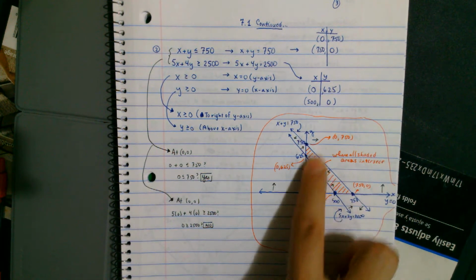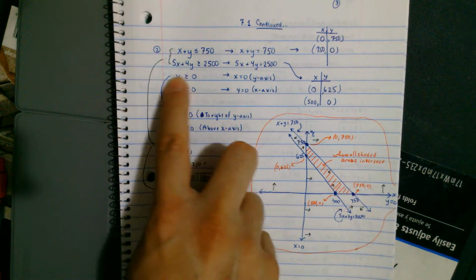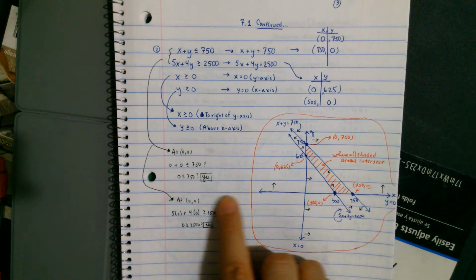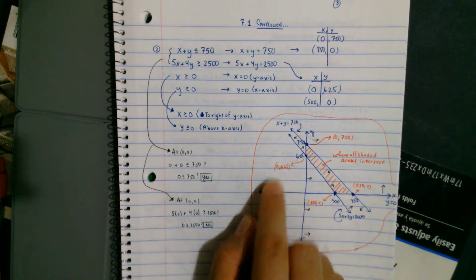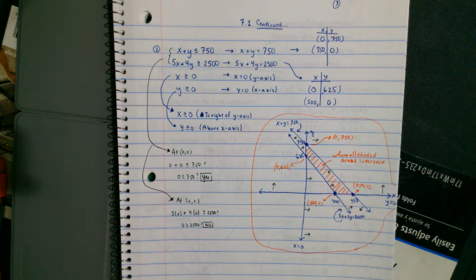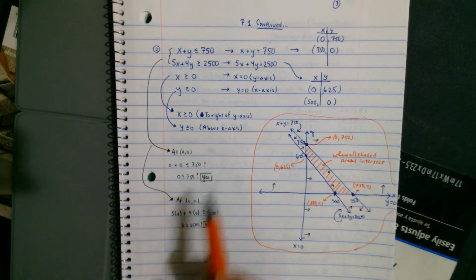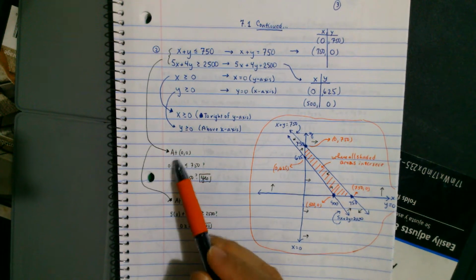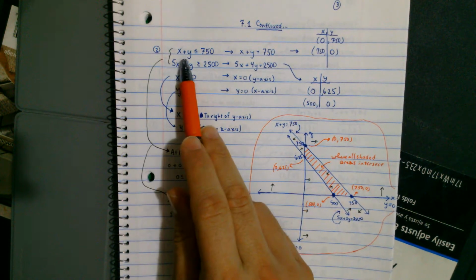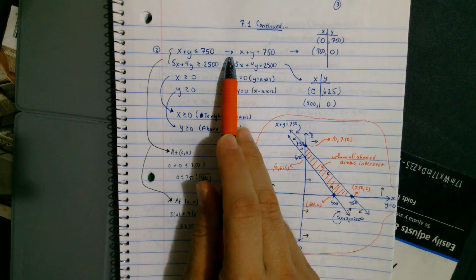So quadrant 1 is where these two inequalities meet. The next two depend on what the values are, so where the shading is. So if I pick 0, 0 for both inequalities, 0, 0 for the first one, you get 0 less than or equal to 750.